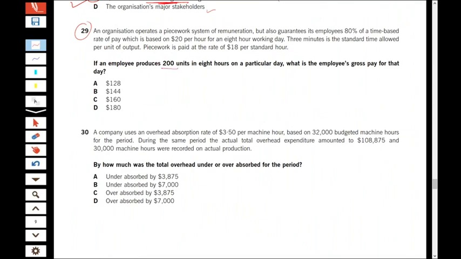If an employee produces 200 units in 8 hours on a particular day, what is the employee's gross pay for that day? An organization operates a piecework system. Piecework system means the rate depends on units, but it also guarantees its employees 80% of the time-based rate of pay, which is based on 20 per hour for an 8-hour working day. What does it mean? 160 amount is confirmed.